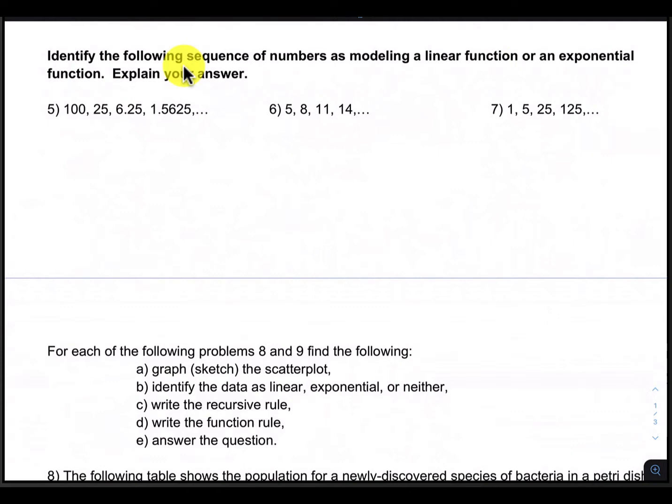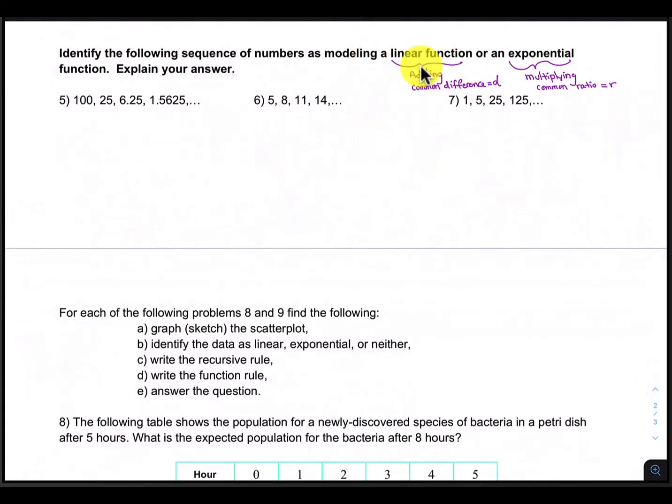Okay, for problems 5 through 7, it says identify the following sequence of numbers as modeling a linear function or an exponential function. Explain your answer. Now, as a reminder, if we have a linear function, then you're adding by the same number every time, and we call that a common difference, which is d. If it's an exponential function, then you're multiplying by the same number, and we call that the common ratio, r.